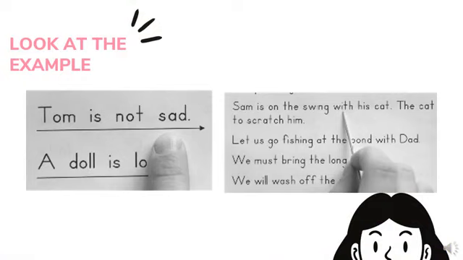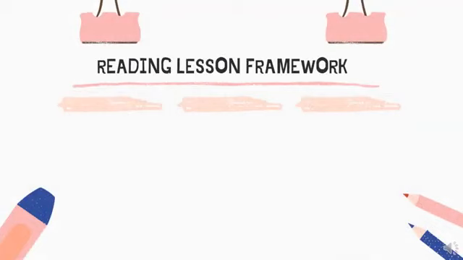These are examples of decodable sentences, from short sentences to short paragraphs. How to teach a reading lesson? So we have here the reading lesson framework, which comprises three reading stages: the pre-reading or before reading, reading or during reading, and the post-reading stage or after reading. And they have their aims.